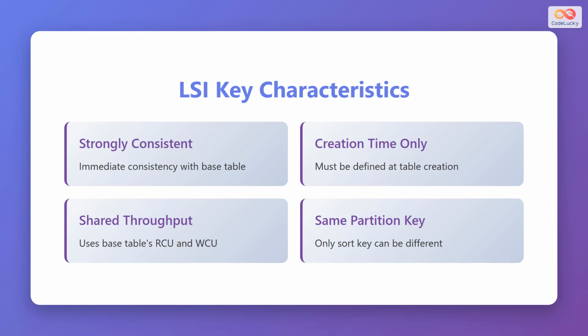Local secondary indexes also have 4 important characteristics. First, they provide strong consistency, meaning reads from an LSI immediately reflect all writes that were successful before the read operation, ensuring you always get the most up-to-date data. Second, LSIs must be defined at table creation time only. You cannot add them to an existing table later. Third, they use shared throughput, consuming read capacity units and write capacity units from the base table rather than having separate capacity. Finally, LSIs must use the same partition key as your table, with only the sort key being different.